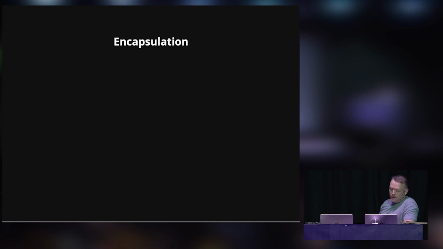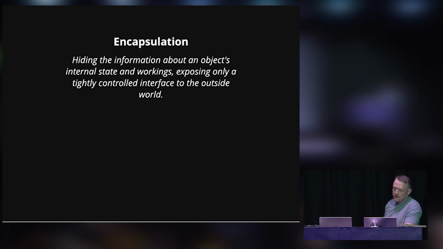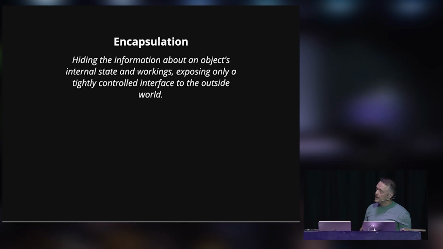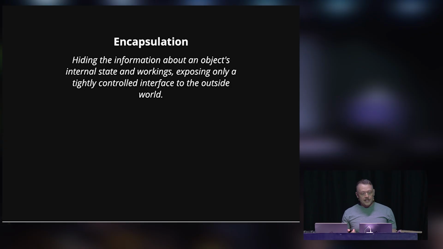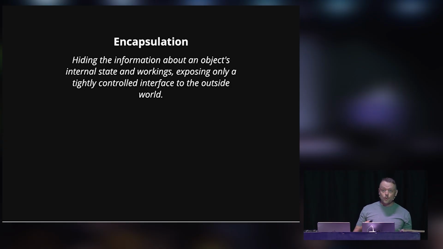The last principle I want to talk about is encapsulation. I think this is probably the most poorly understood principle. People often say that it's grouping data and behavior, but I think the emphasis with that encapsulation ought to be on information hiding. So encapsulation is hiding the information about an object's internal state and workings, exposing only a tightly controlled interface to the outside world.